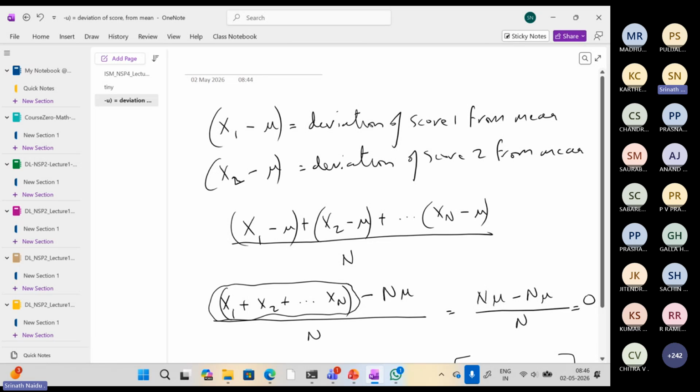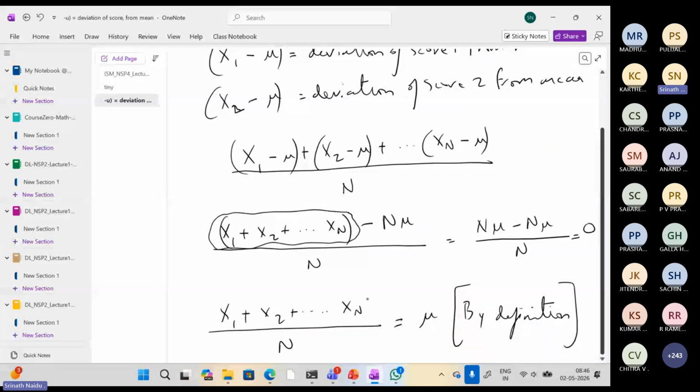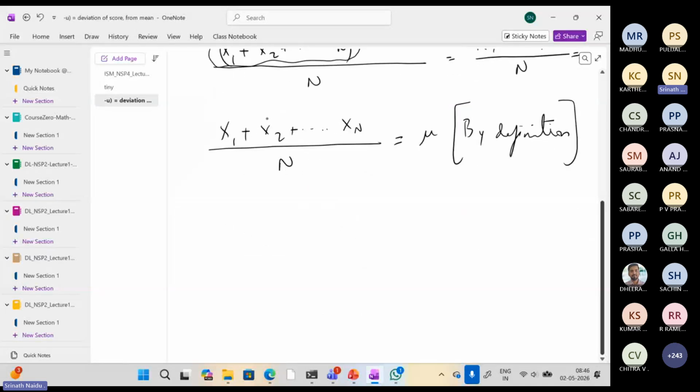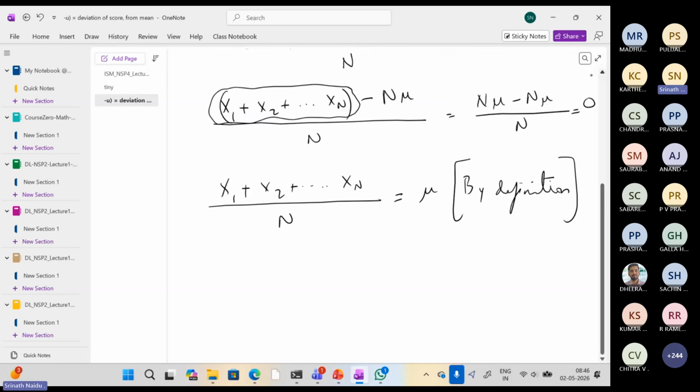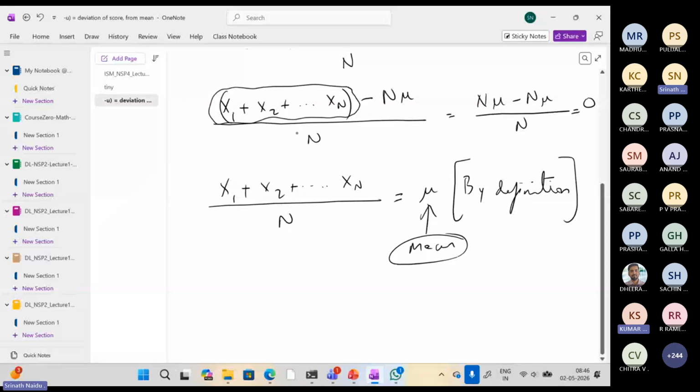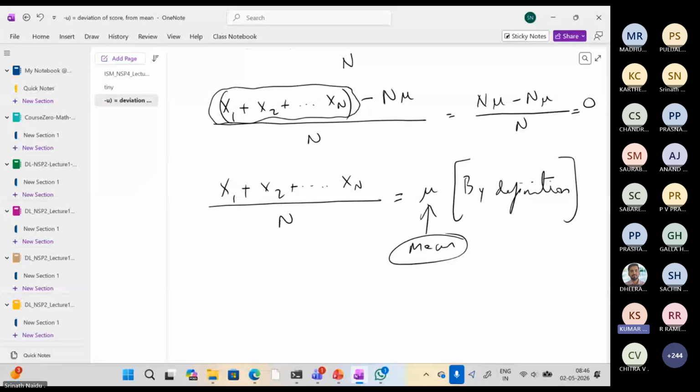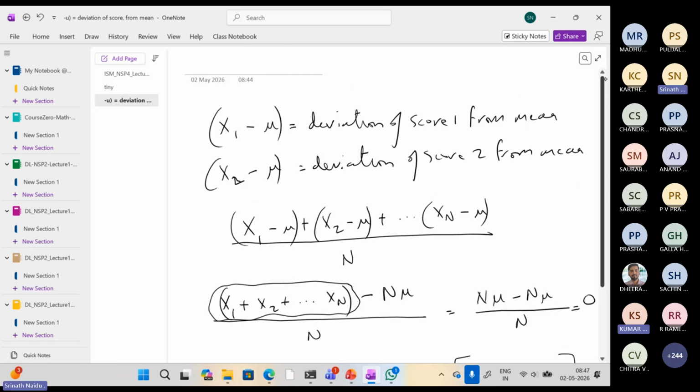Yeah, sir. Just one question here. In this x1 plus x2 till xn, how did it become n mu? I got confused here. Because of this. By definition, the average is x1 plus x2 plus xn divided by n, which is mu. Yeah, that is the mean. But by definition, this doesn't translate into the above equation. If this is mu.